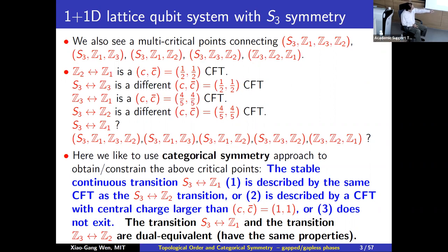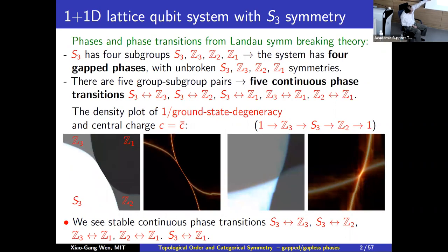But however, to describe this transition, that CFT doesn't work because it has two relevant operators. To have a stable continuous transition, we have to have one relevant operator. Then we require a CFT with only one relevant operator, but with a large central charge. And I think that this one is possible, yeah. But kind of strange. Or maybe this continuous transition just does not exist. Just like the continuous transition between Z3 and Z2 does not exist. You know, this is the Landau forbidden. Z2 and Z3 is not a group-subgroup relation. There's no continuous phase transition. So maybe we have the same thing, S3 to Z1, no continuous phase transition for some reason.